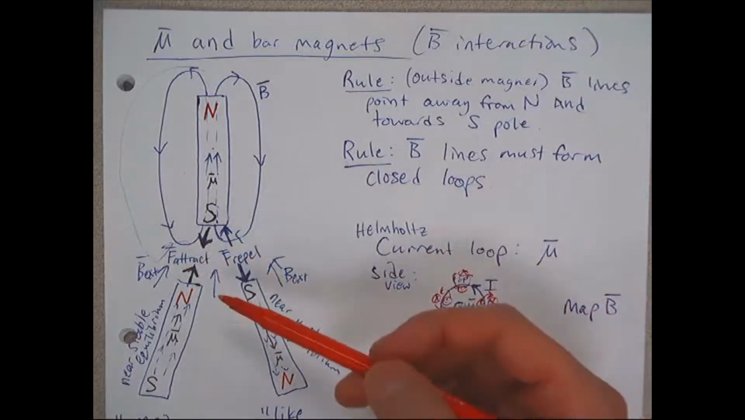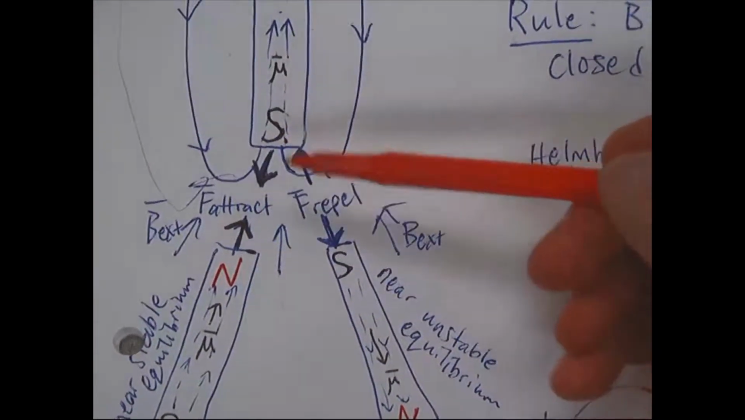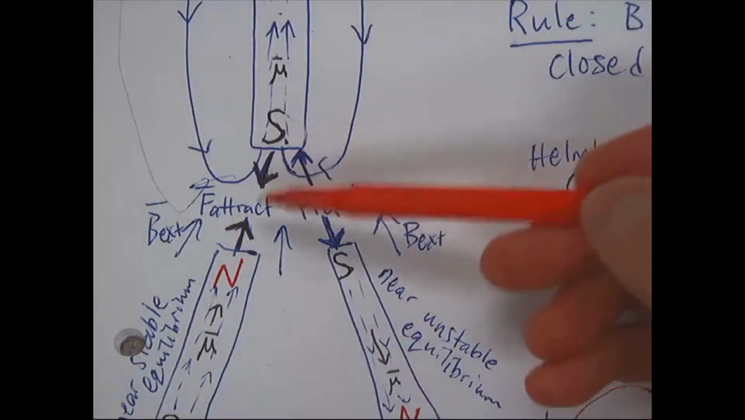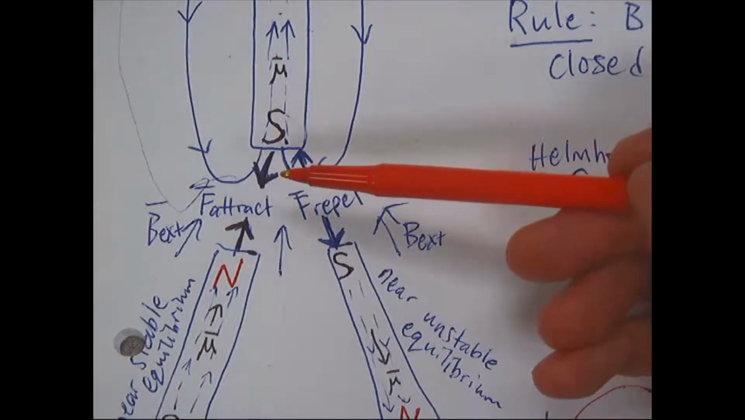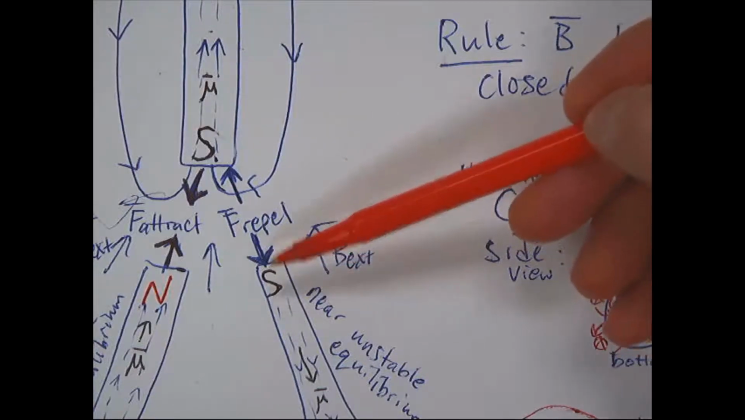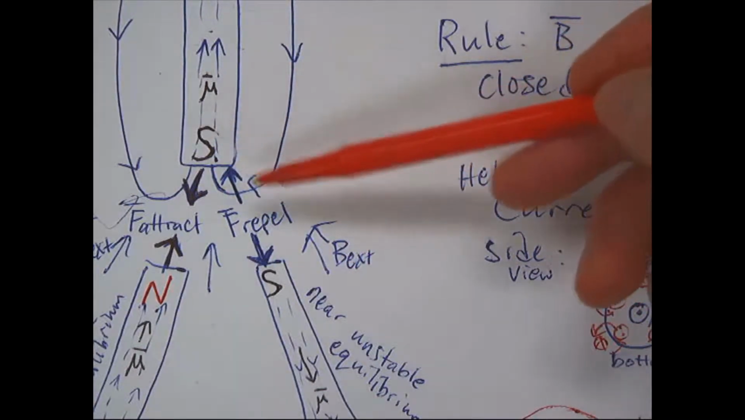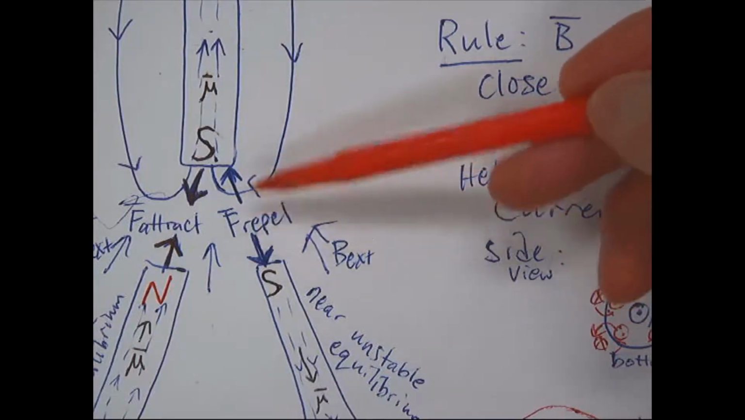If you put the north of one magnet next to the south pole of the other magnet, you obtain an attractive force. If you do the other experiment where you place the south pole of one magnet near the south pole of the other, there is a repelling force.